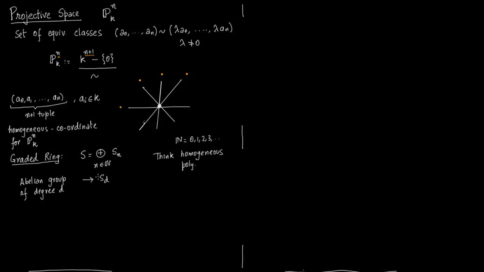And then again, just like multiplication in homogeneous polynomials, you have S_d times S_e. This is a subset of S_(d+e). So think homogeneous polynomial multiplication. So we are just laying down the framework to use homogeneous polynomials. So instead of normal polynomials, we will use homogeneous polynomials, and everything else remains the same, the way we define algebraic sets, closed sets, open sets, and so on.